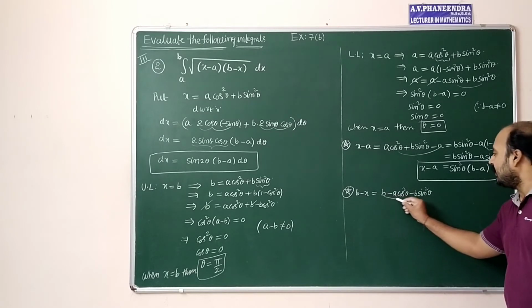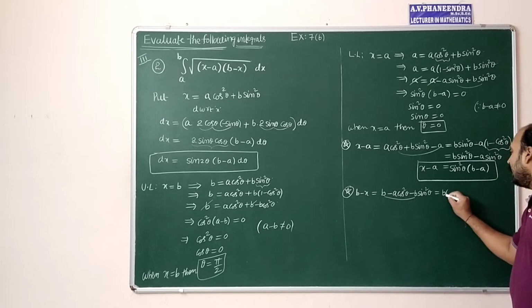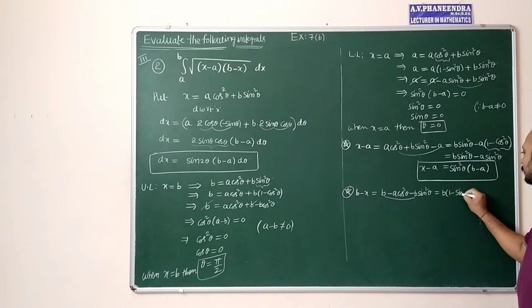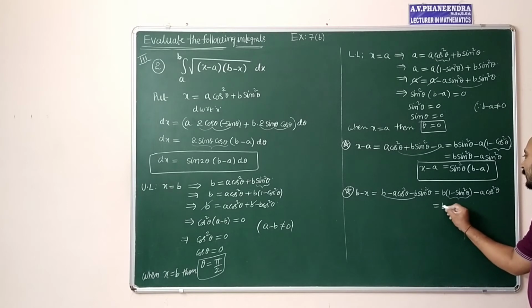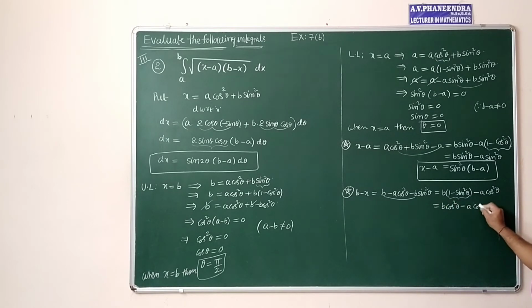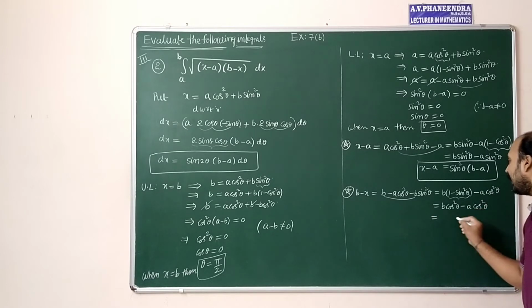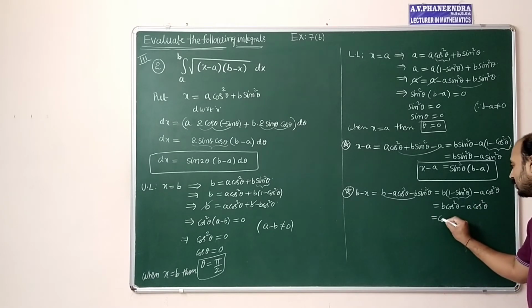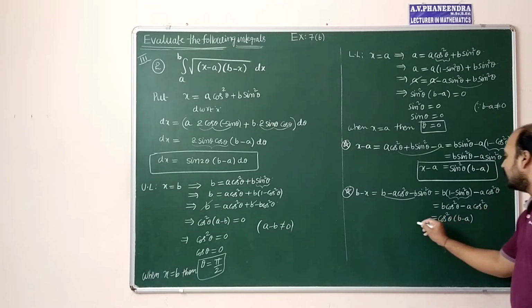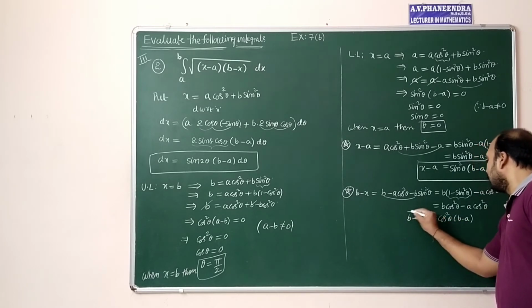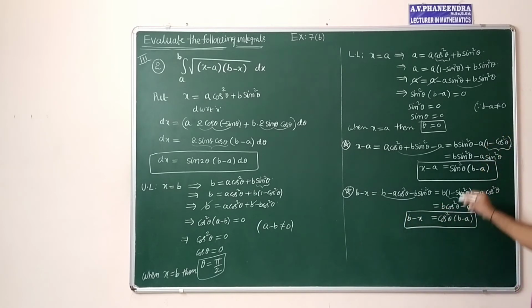So from these two b take common. B into 1 minus sin square theta minus a cos square theta. 1 minus sin square theta is cos square theta. So b cos square theta minus a cos square theta. So again take common cos square theta from there. So cos square theta into b minus a, which is the value of b minus x. So these important values you can remember.